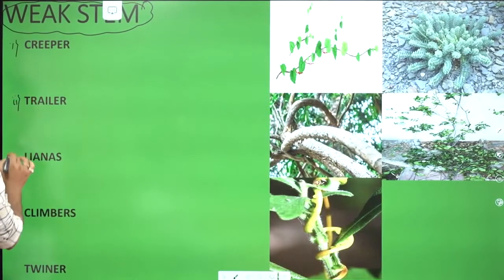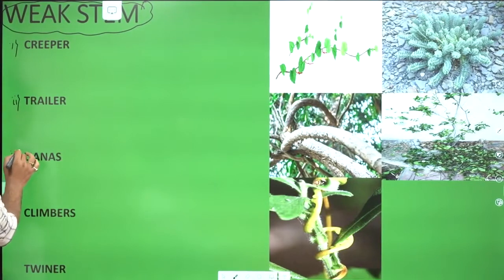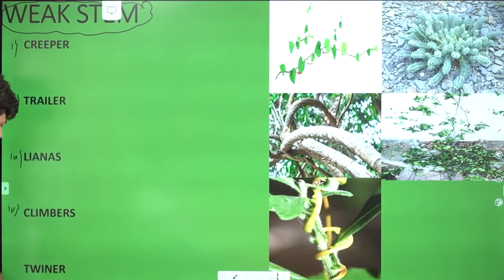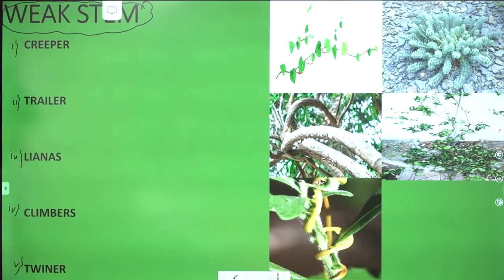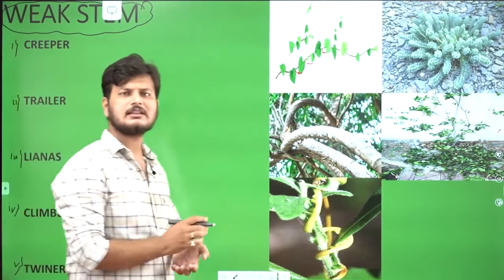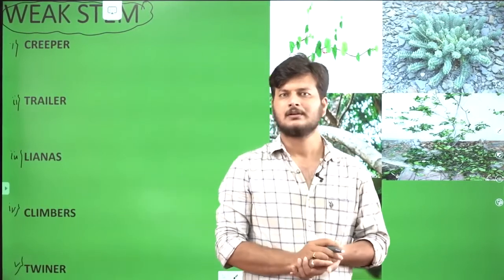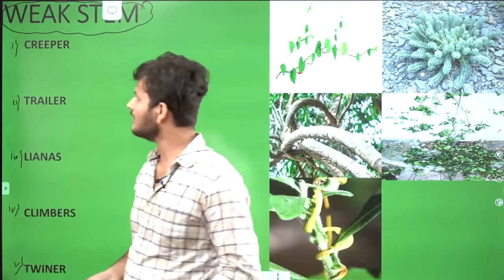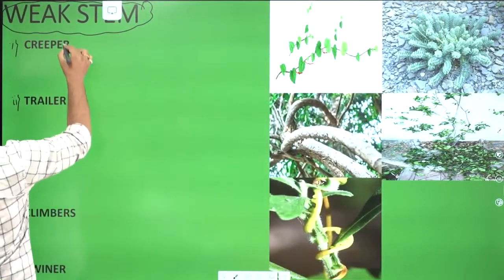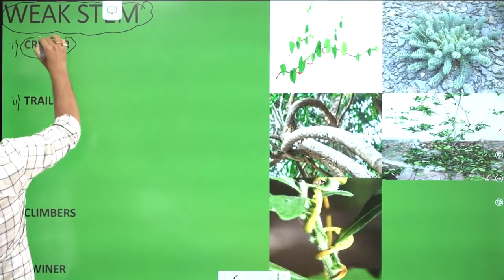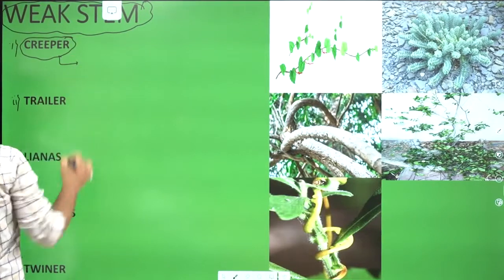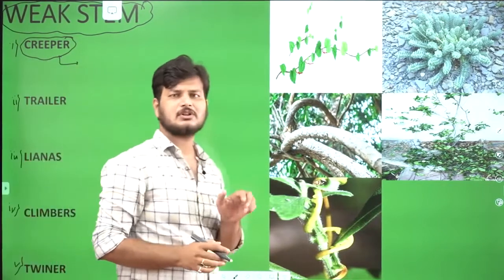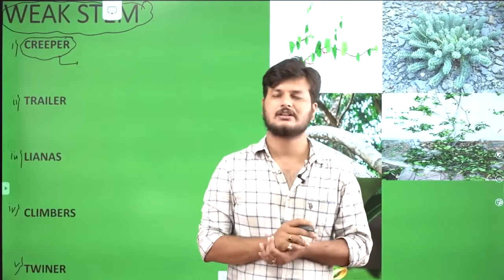The first one is creeper, the second one is trailer, the third one is liana, the fourth one is climber, while the fifth one is called twiner. Actually, all the types of stem explain themselves with a name. For example, let us first discuss creeper. Since this type of plant creeps upon the surface or upon the support, that's why it is called creeper plant.